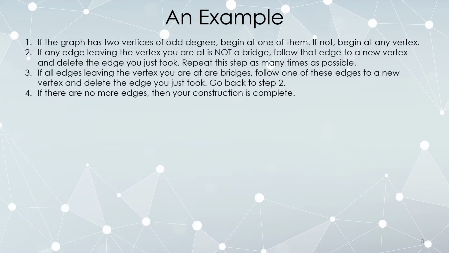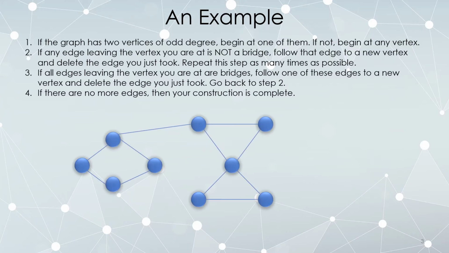All right, let's do an example. We've copied the algorithm. Now let's look at this graph. If we look at the degrees of all of the vertices: 2, 2, 2, 3, 3, 2, 2, 2, 4. So this graph does have two vertices of odd degree. Now, regardless of which one you start at, let's suppose we were starting here. If any edge leaving the vertex is not a bridge, follow that. Don't follow any bridges.